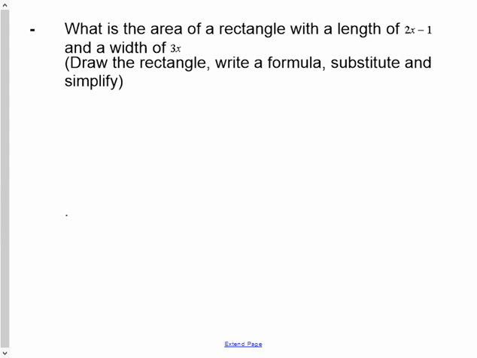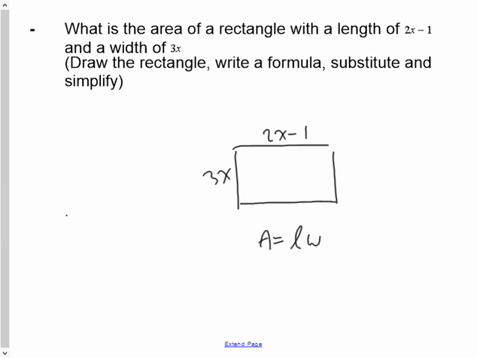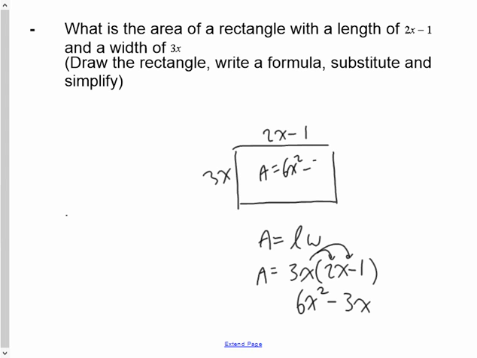What is the area of a rectangle with a length of 2x minus 1 and a width of 3x? Draw the rectangle, write a formula, and simplify. So we have a length of 2x minus 1 and a width of 3x. The area will equal length times width. Area will equal 3x multiplied by 2x minus 1. Simplify using distributive property. And the area equals 6x squared minus 3x.